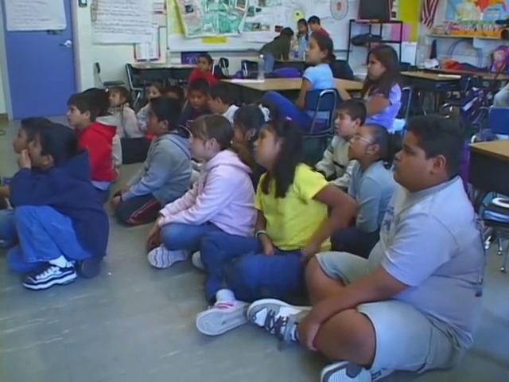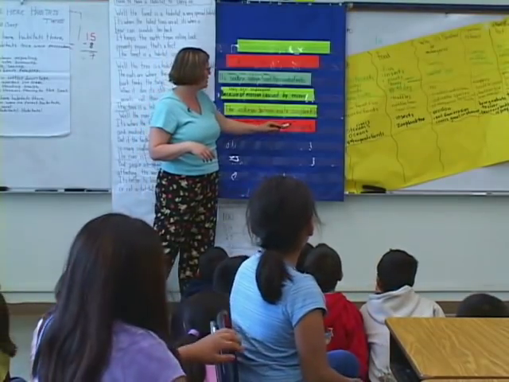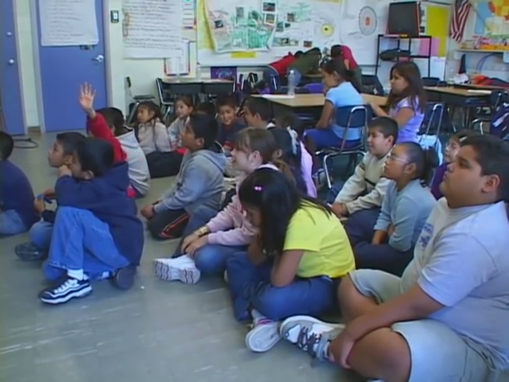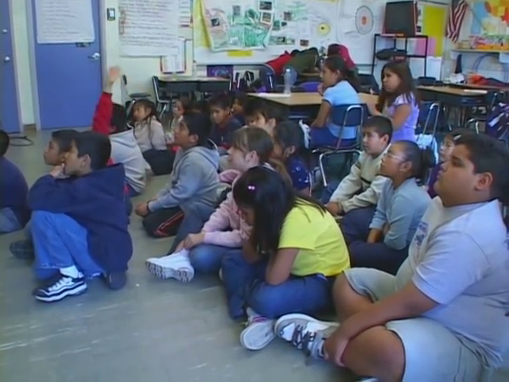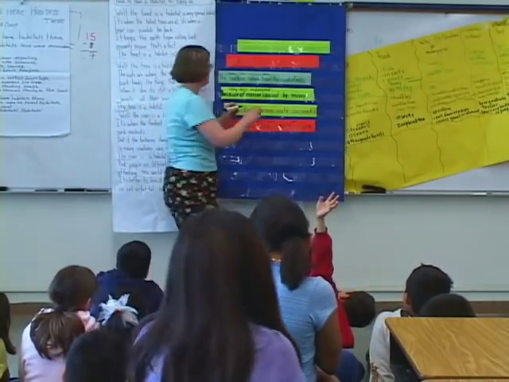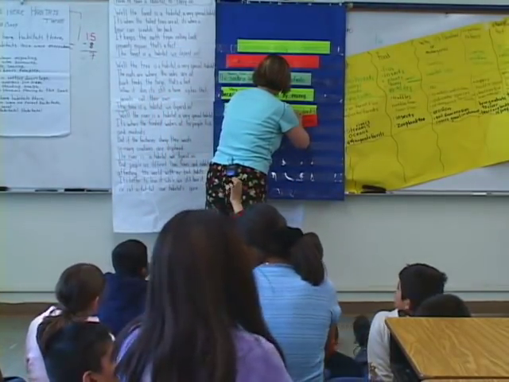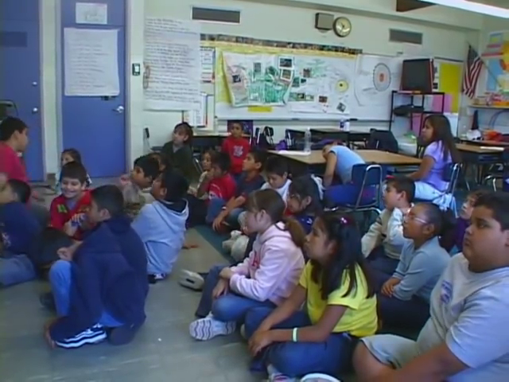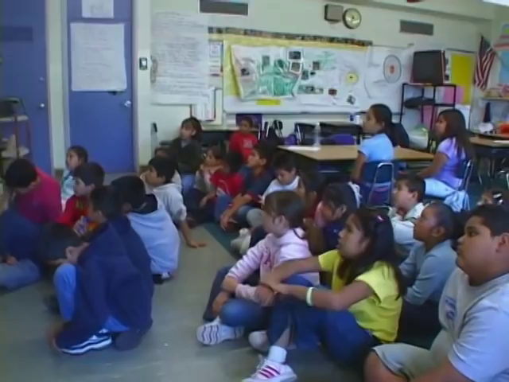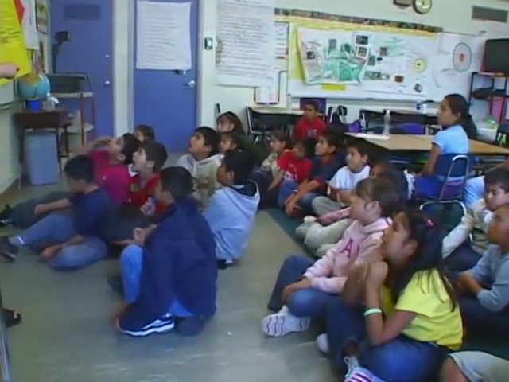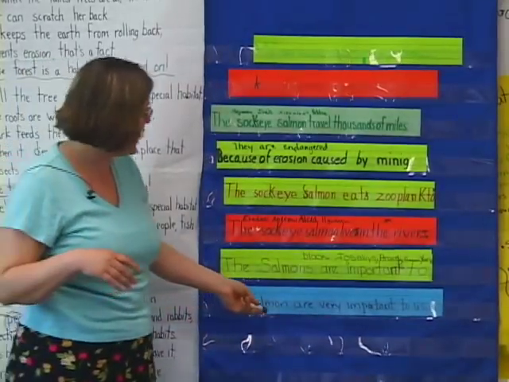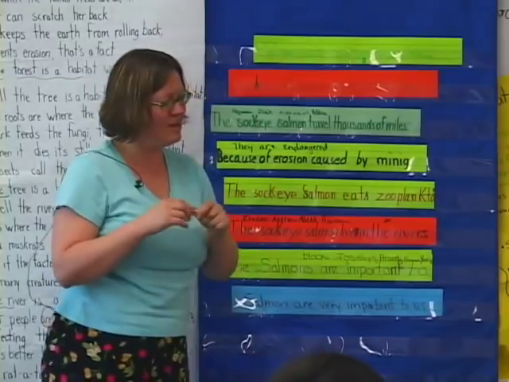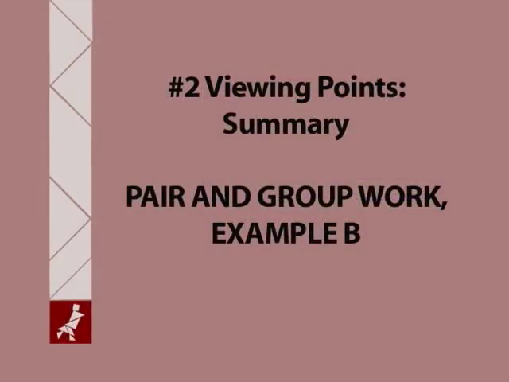The sockeye salmon lives in the rivers. Yes. Gabriela? Sockeye salmon live in the rivers. Okay, the sockeye salmon live in the rivers, because it's more than one salmon. Okay, so let's read together. Ready? We are learning about sockeye salmon, and salmon are very important to us. Good job, you guys.